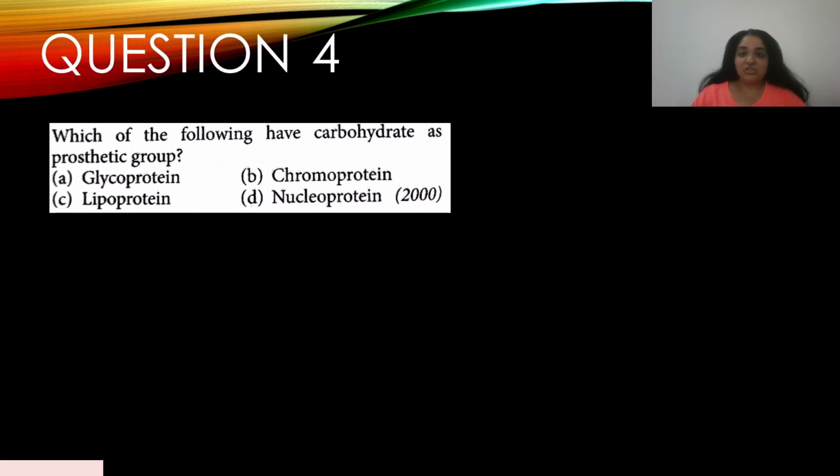Question number 4. Which of the following have carbohydrate as prosthetic group? This appeared in 2000. A. Glycoprotein, B. Chromoprotein, C. Lipoprotein, and D. Nucleoprotein. Clearly, carbohydrate, you can see from the name itself, it's glycoprotein. Glyco is the prosthetic group. So the answer here is A.